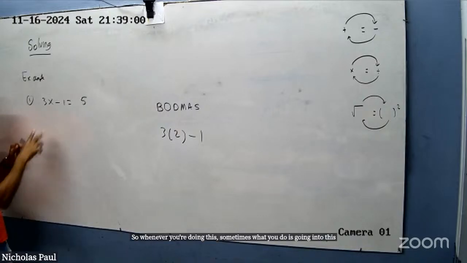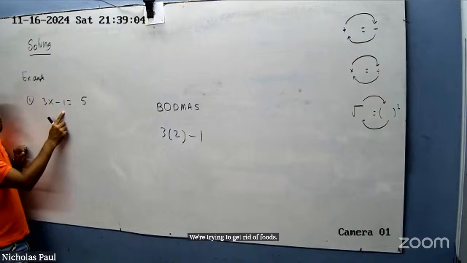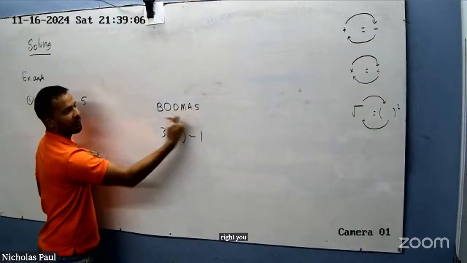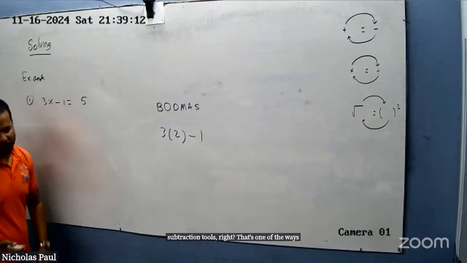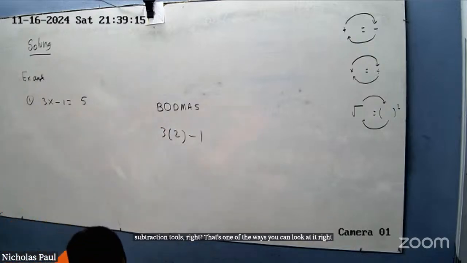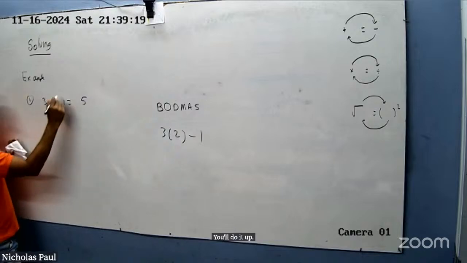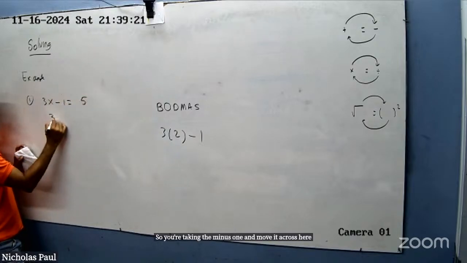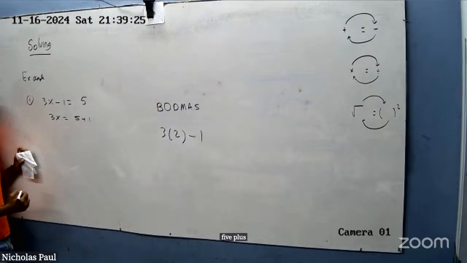So if you look here, which one do we get rid of first? You see it coming this way. Get rid of the subtraction first. That's one of the ways you can look at it. You okay with that? So you're taking the minus 1 and moving it across here. You'll get 3x is equal to 5 plus 1. That's okay?